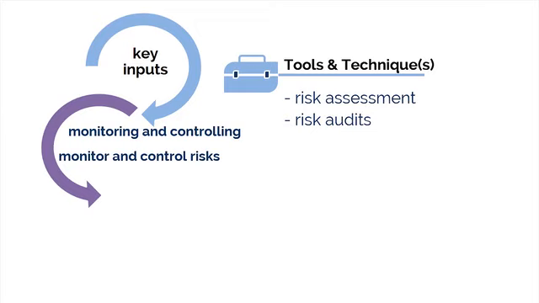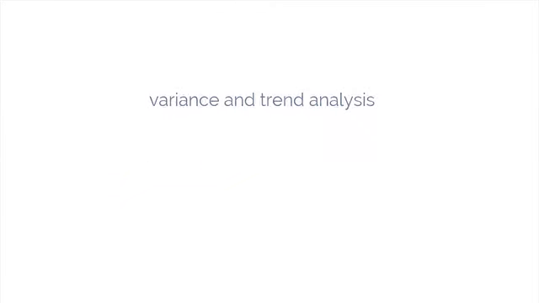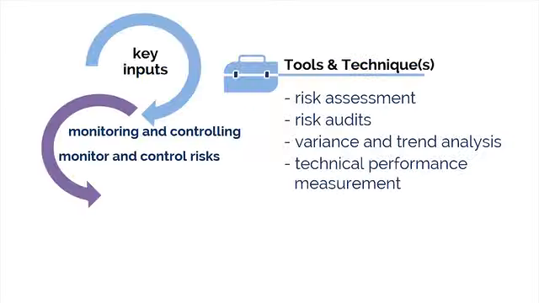Risk audits. Regular risk audits may also be conducted to determine if any risk parameter has changed. The risk audit is also used to evaluate the effectiveness of risk responses and our risk management processes. Variance and trend analysis. This focuses on the difference between what was planned and what was executed. A one-time snapshot of cost may not cause concern, but a trend showing worsening cost performance may indicate that a problem is imminent.